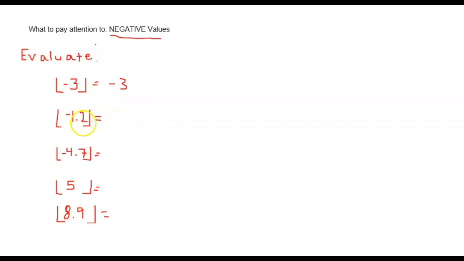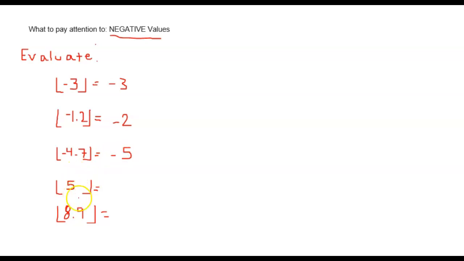Let's go to the next one. What is the greatest integer of -1.2? This is when I have to think about it. I'm rounding down to the next whole integer. That would not be -1. -1 is bigger than -2. That would be rounding up. So really, the greatest integer of -1.2 would be -2. Pay attention to your negative values. Remember, you're rounding down. What's the greatest integer of -4.7? I'm rounding down. This would be -5.